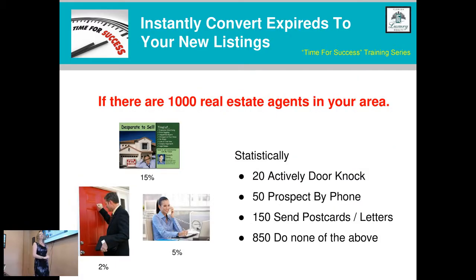Okay. So if there were 1,000 real estate agents in the area, statistically only 20 of those, again, the 80-20 rule can be applied to just about everything in life, 20% of them are actively door knocking. That's not a whole lot. And they're not knocking every single door, right?